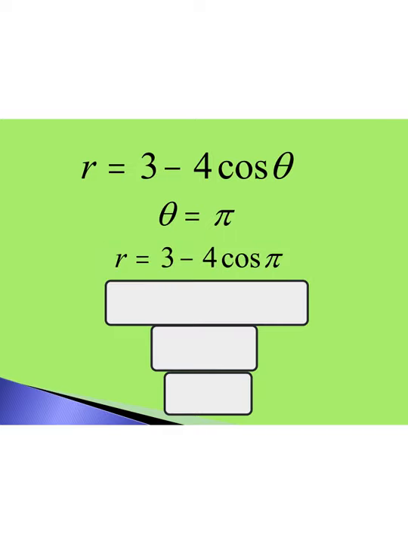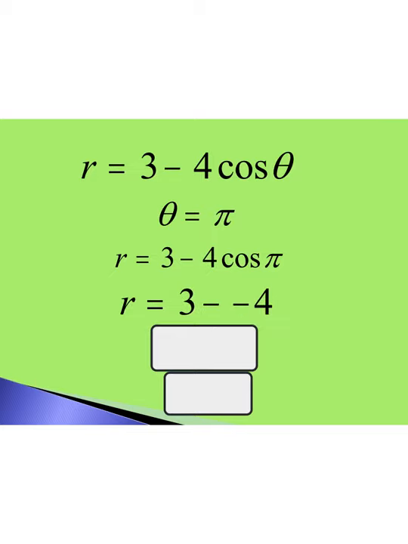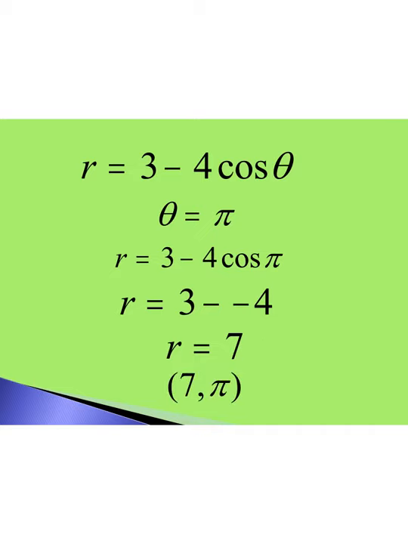So to help me find my maximum, I'm going to plug in a pi for my cosine, which means I have 3 minus 4 times the cosine of pi. The cosine of pi is going to be a -1, and when I multiply that -1 by a -4, it's going to end up being a positive value, which is again how I find my maximum. So I now have r is equal to 3 minus a negative 4, which ends up being 7, which means that I have a maximum for this function at the point 7 comma pi.